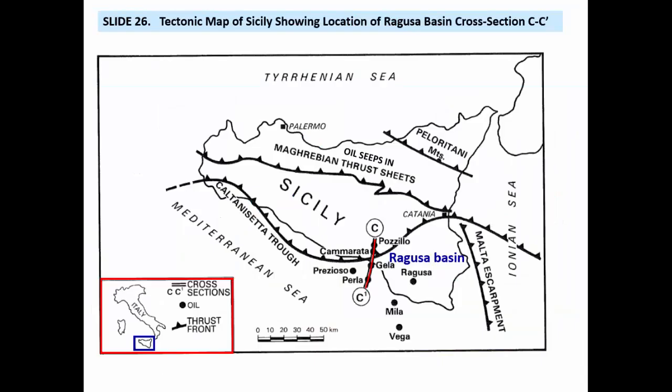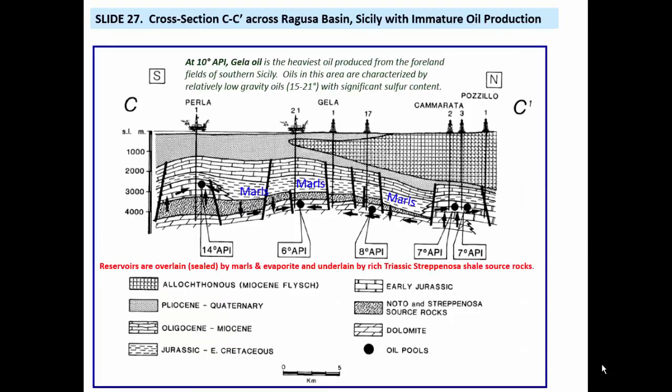Now we're moving down to Sicily. This little box here is this whole slide right through here. You've got a cross section that comes CC prime across the Ragusa Basin, across this overthrust zone in here. Most of your fields sit down in here. This is a very leaky zone, leaks both oil and gas up here. Now here's what that cross section looks like, CC prime.